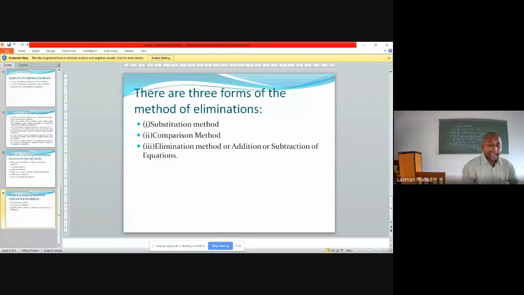And the third and last method is the elimination method. See, elimination method, or addition or subtraction of equations. There are three different names, which will be solved the same. The two equations may be of two types: the coefficient of one variable in the two equations is equal, or the coefficient of one variable in the two equations is not equal. Equal or not equal?